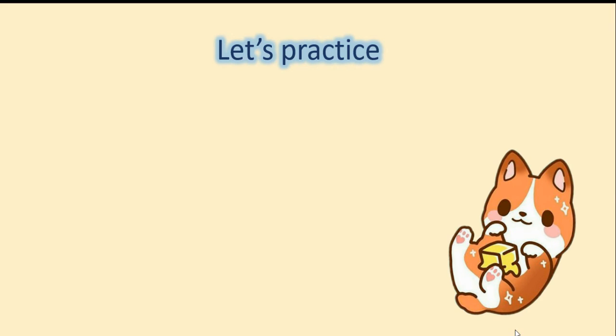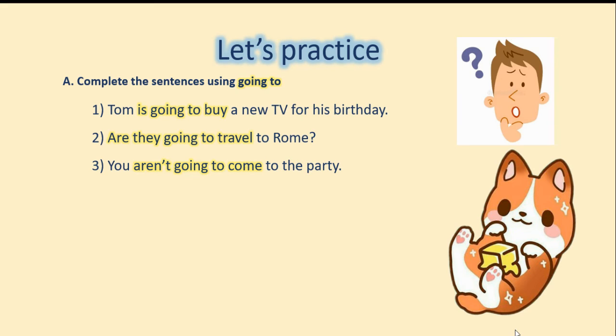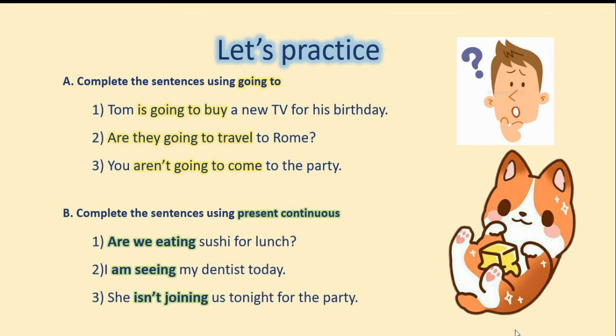Okay, let's see the answers. Tom is going to buy a new TV for his birthday. We have Tom, it's a he, so he requires is. Then we have going to, and then the verb in base form, buy. The second one, are, first the verb to be, they are going to travel. And then the third one is the negative, you aren't going to come to the party. Okay, easy peasy.